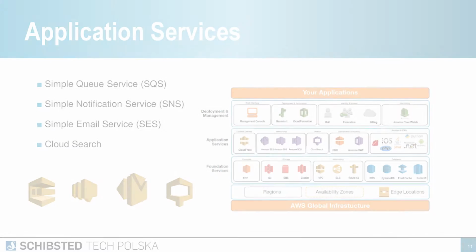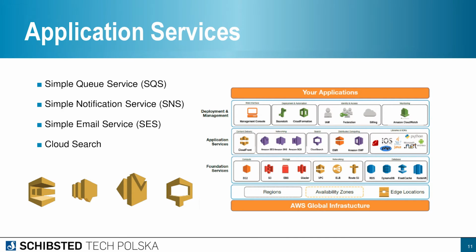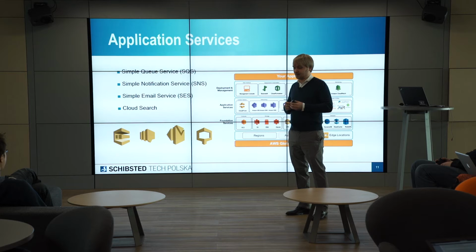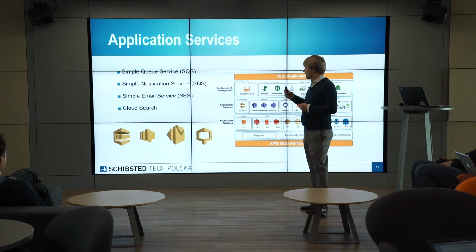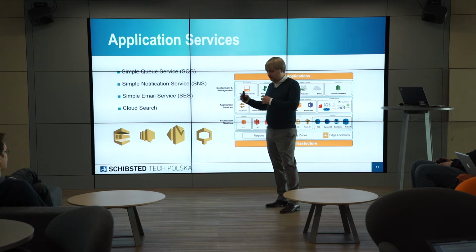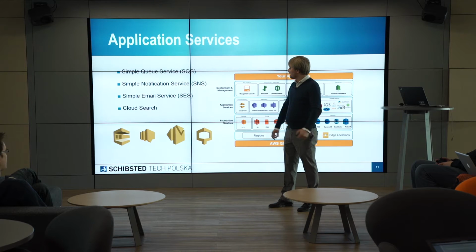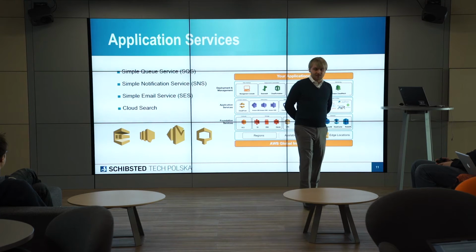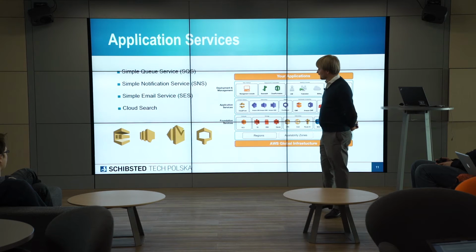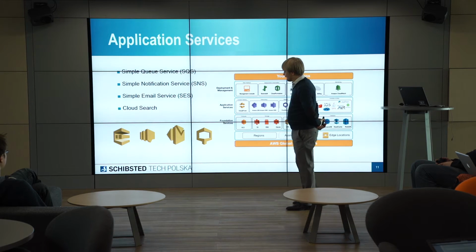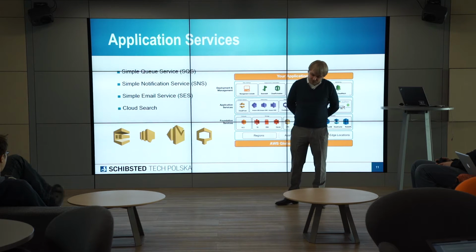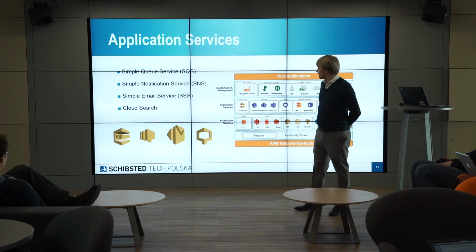Application services: Simple Queue Service. As the name says, it is a queue service, but managed by Amazon, so you don't have to worry about infrastructure. The same goes for SNS, Simple Notification Service, which is also managed by Amazon. With SQS, you may think about a queue, point-to-point communication. SNS is one-to-many, so this is kind of topic communication. Simple Email Service is an emailing service which you may use to send emails to your customers. And CloudSearch is also a service managed by Amazon, so you don't have to worry about maintaining infrastructure.